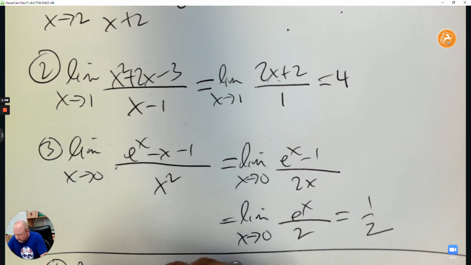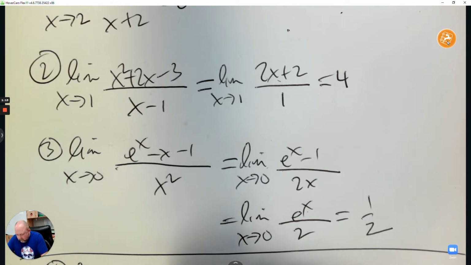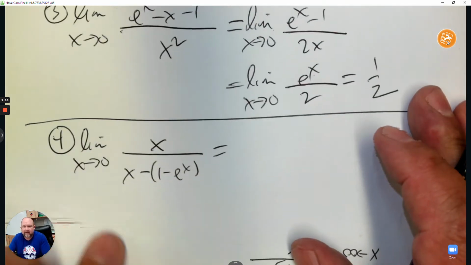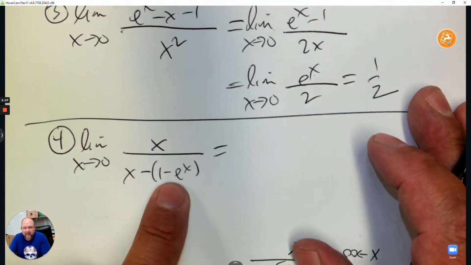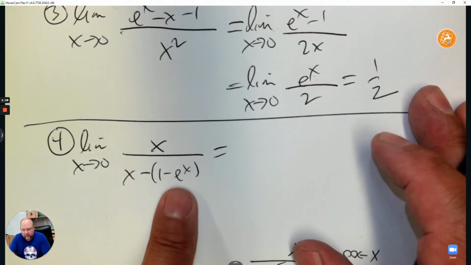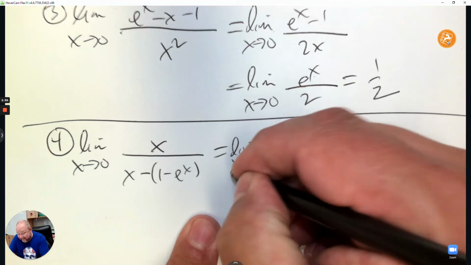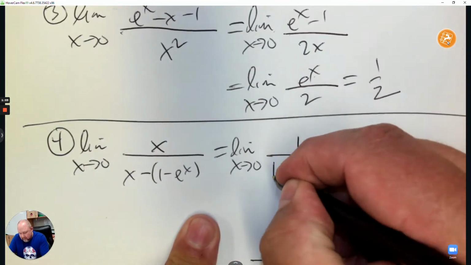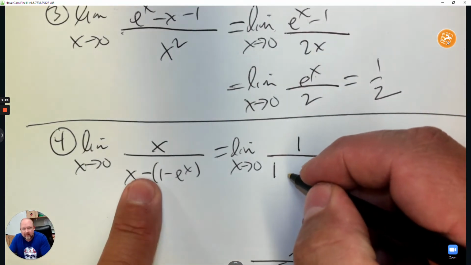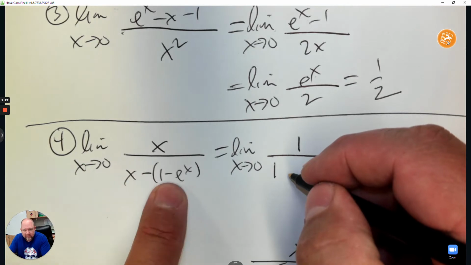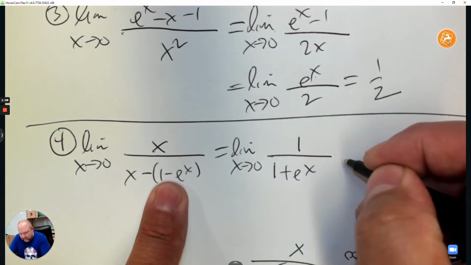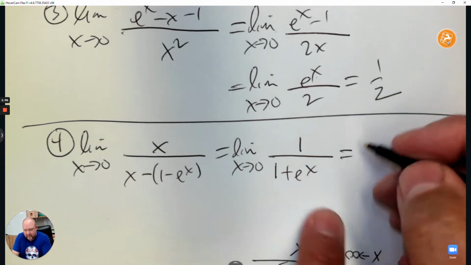The limit as x approaches 0. First of all, evaluate at 0. So e to the 0 is 1, so this is 0 over 0. This is L'Hopital's rule because it's indeterminate. Now a negative times a negative makes it plus e to the x. Plug in 0, and again you get 1/2. Number 5.